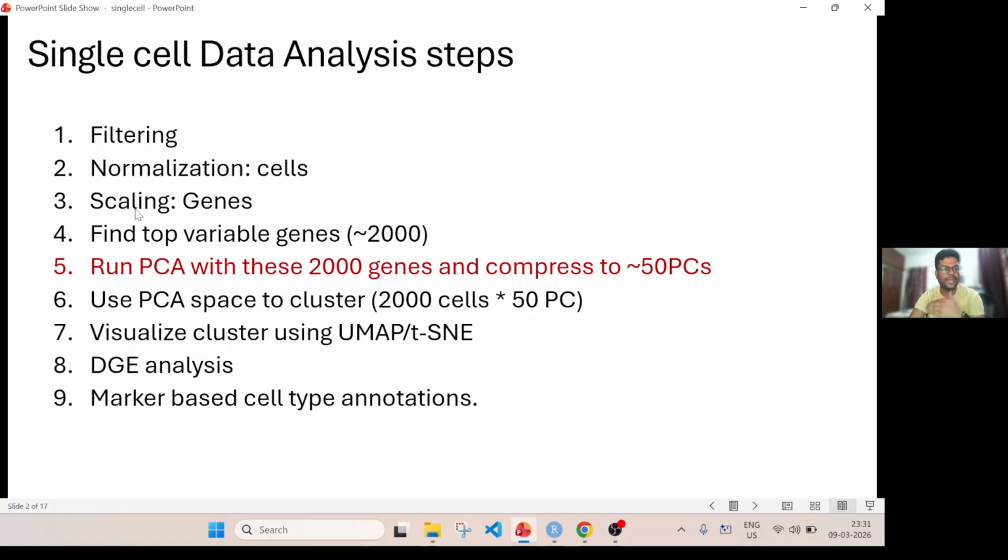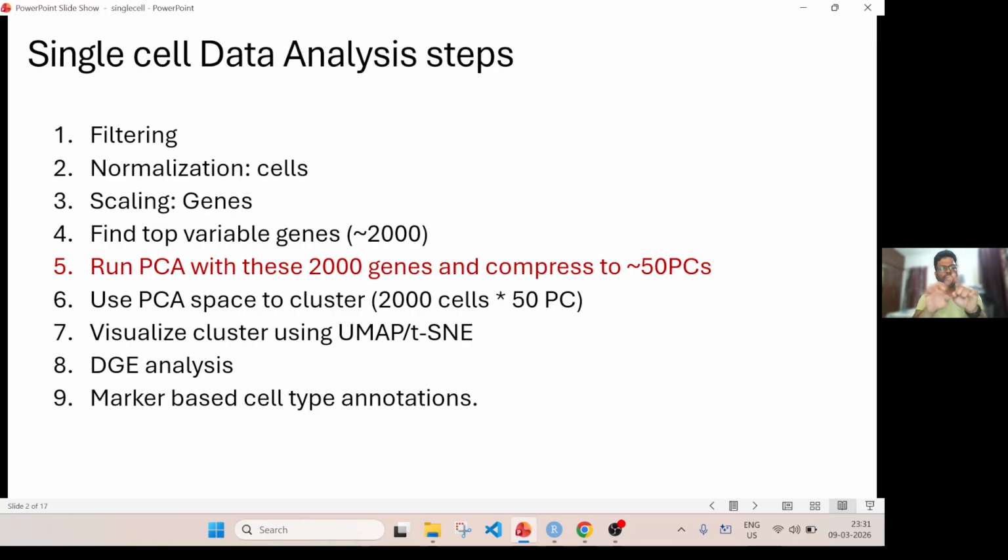Next step, you go for scaling. This is where you are focusing on the genes, making sure that the expression of the genes is now comparable. So after these 3 steps, our data is normalized and scaled. That means we have removed the noise between the cells as well as the genes.